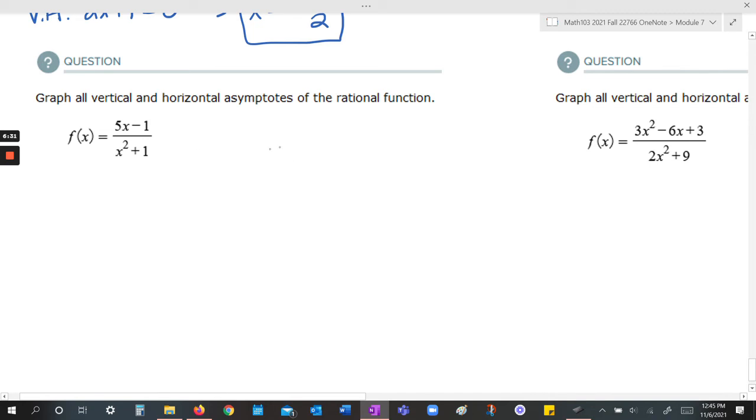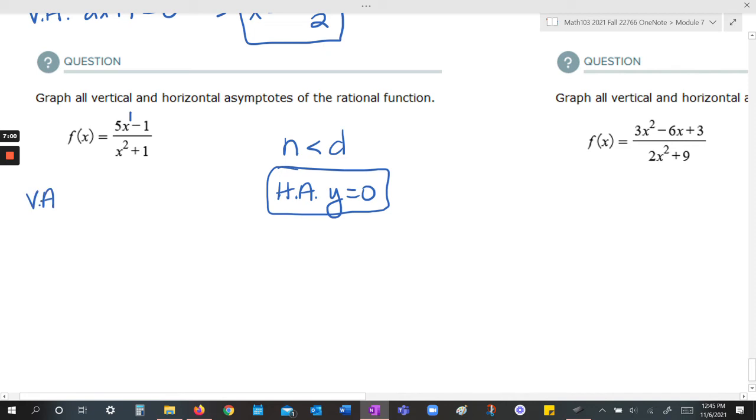So now we've got that other case that we haven't seen yet where the degree of our numerator, b1, is strictly less than the degree of the denominator. So in that case, we do have a horizontal asymptote, and it doesn't matter what these coefficients are, the horizontal asymptote is y equals 0, or the x-axis. Okay, so we've got that one. So let's talk about our vertical asymptote.